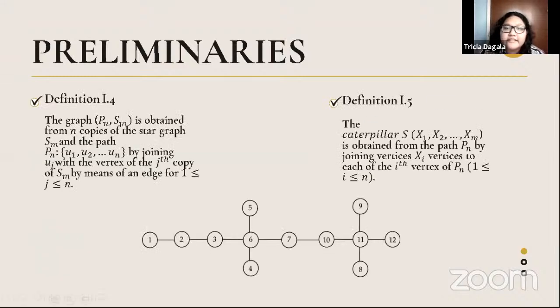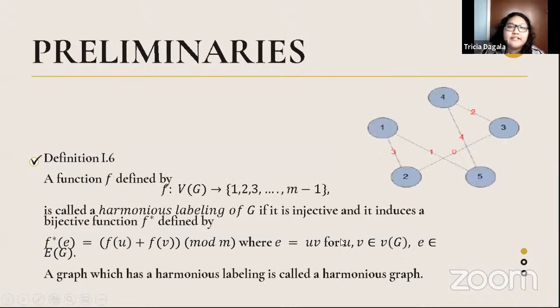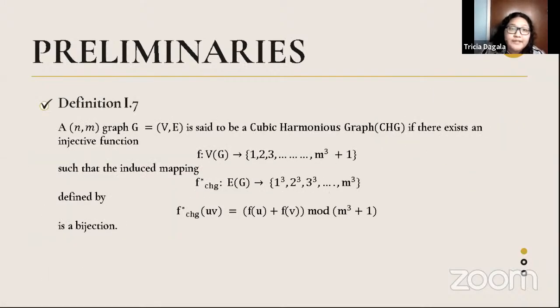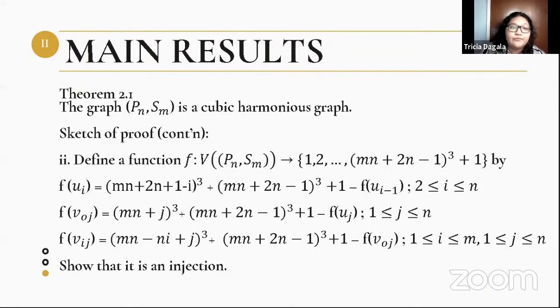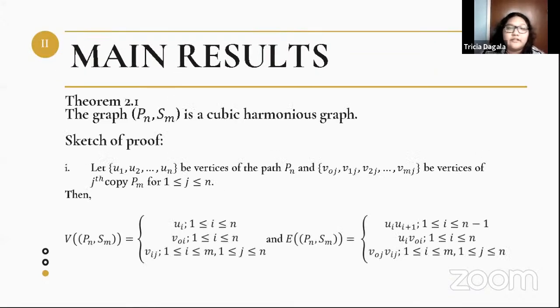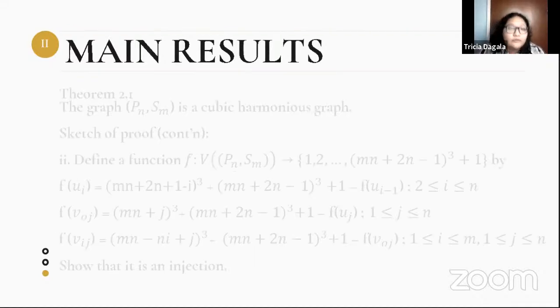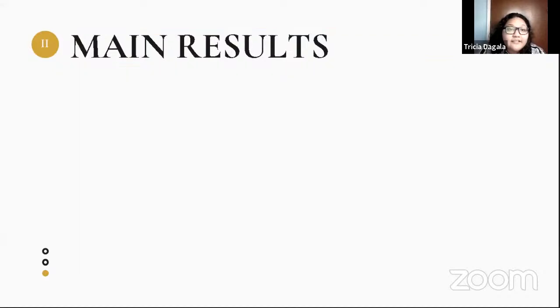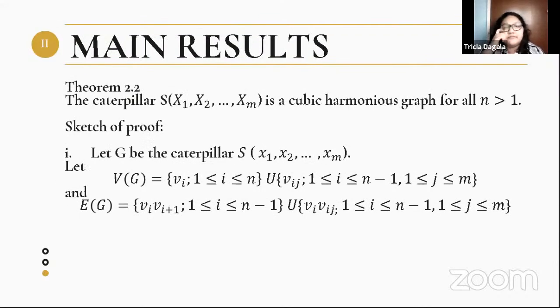So it's a joining of vertices. You join the vertices of P sub n and some U. Okay, so the edge set, you will also combine the edges. So it is also a union of edges.